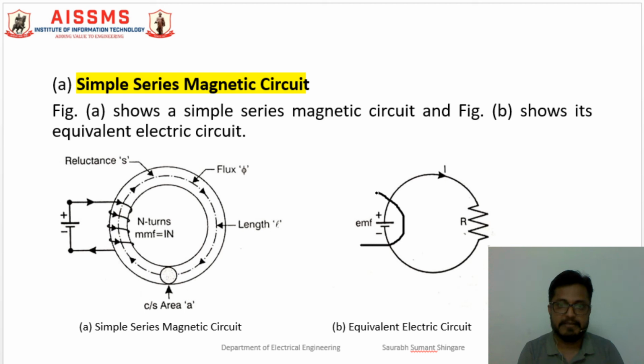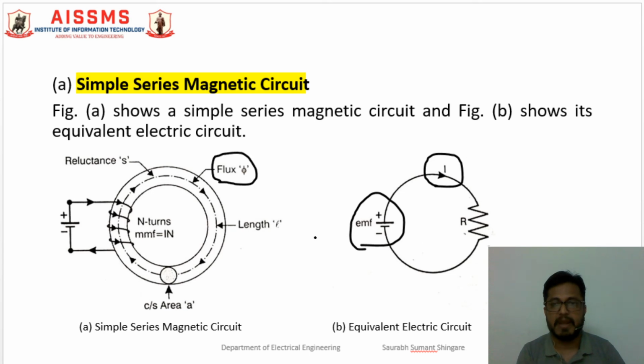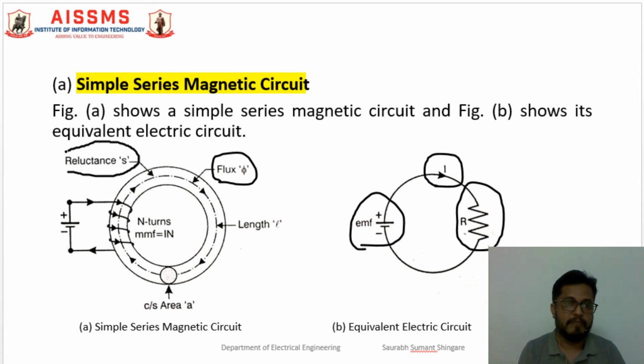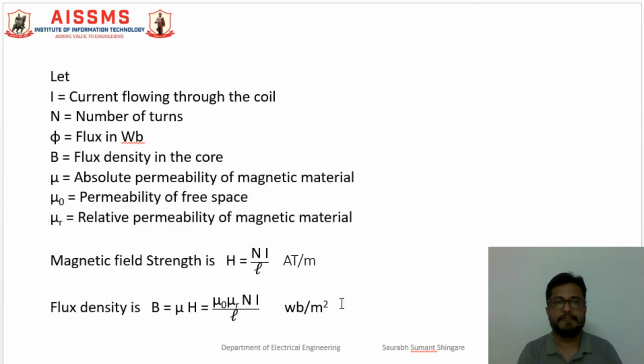Here this EMF E is similar to the MMF of this simple series magnetic circuit. In the electric circuit, this current I is similar to the flux phi of the simple series magnetic circuit, and resistance R is similar to the reluctance of the magnetic path of this simple series magnetic circuit.